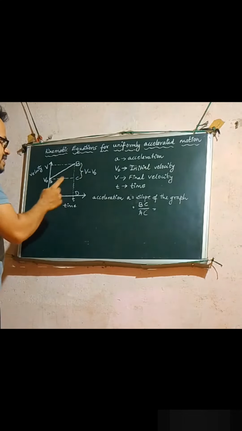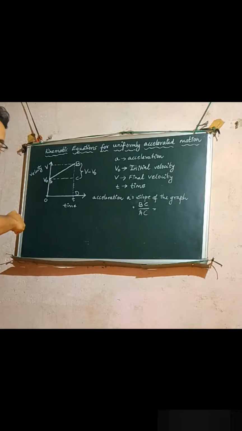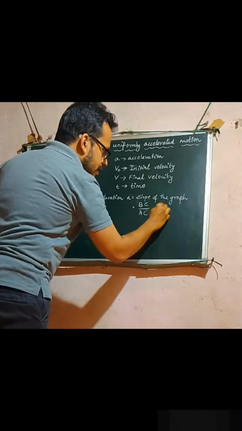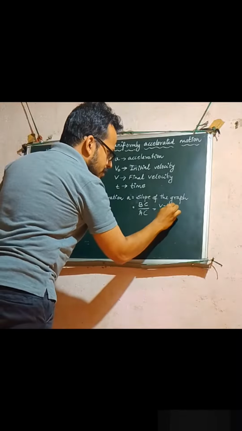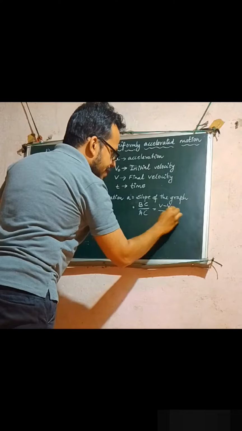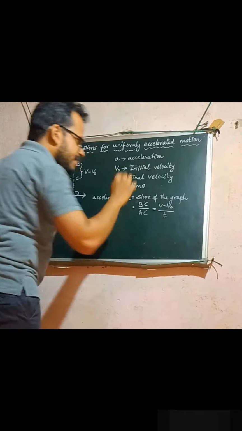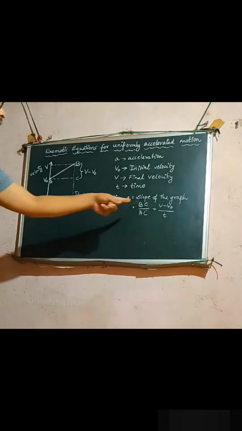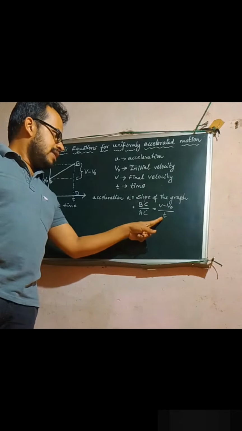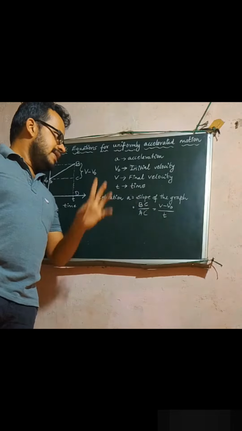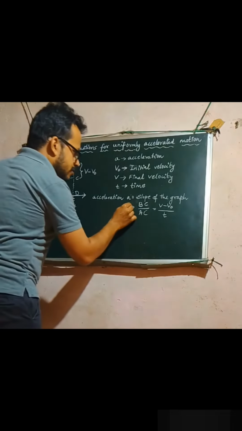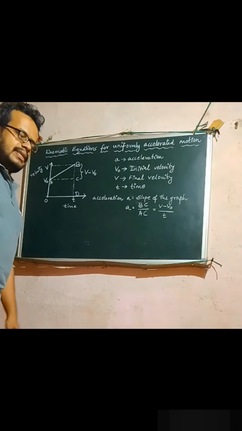So what is AC then? AC is this, so this is parallel to this and is also equal to this distance, that is nothing but T, isn't it? So V minus V0 divided by AC, which is T. Okay, you understood, I hope. BC is V minus V0 and AC is T. This is equal to a, acceleration.